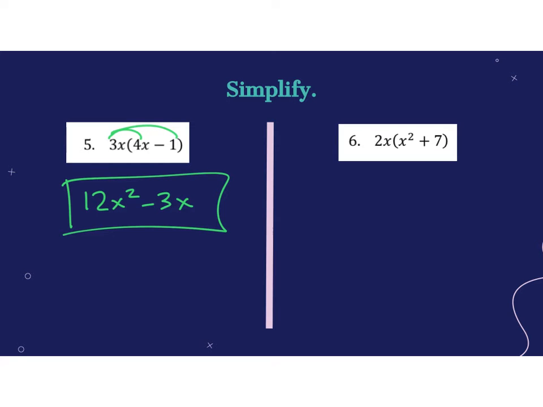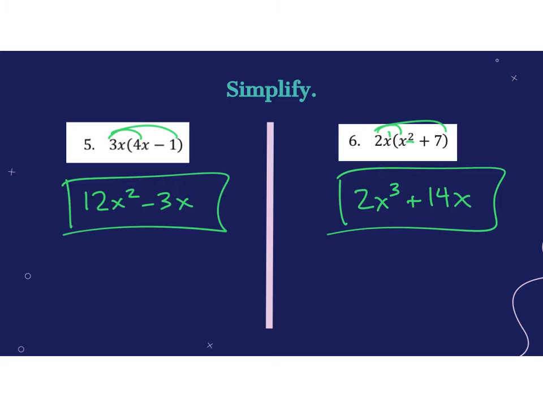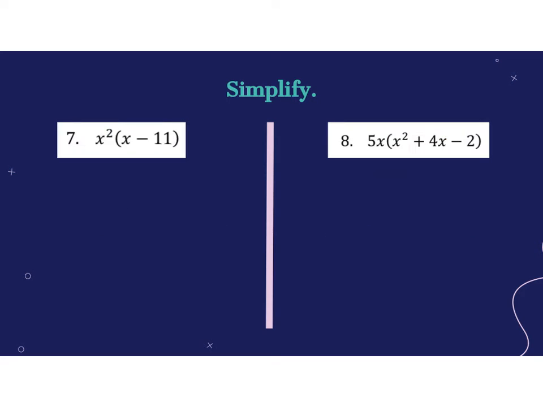In number 6, 2x times x squared and 2x times 7 is what my distribution looks like there. So 2x times x squared is going to be 2x to the third, because I have x to the first and x to the second, and 1 plus 2 gives me 3. And then 2x times 7 is going to be 14x. So I haven't had any like terms that I've had to combine yet, so that's a good thing.